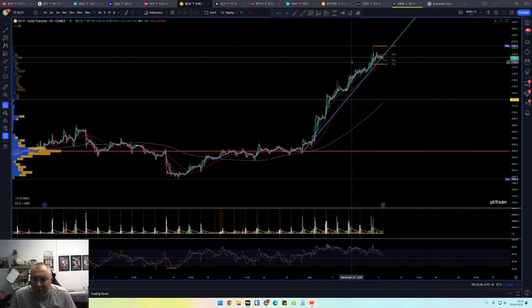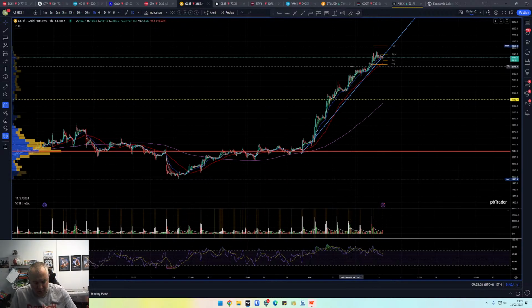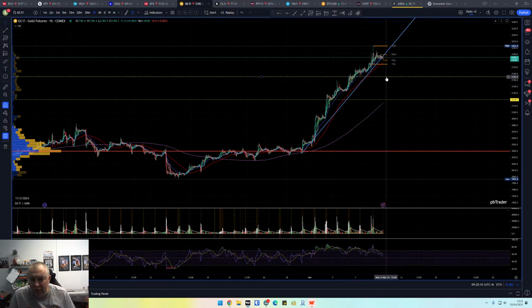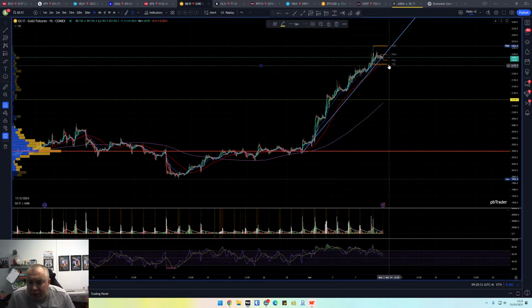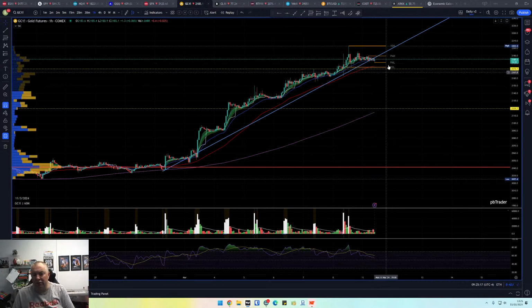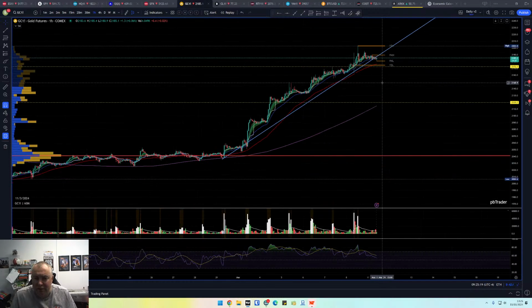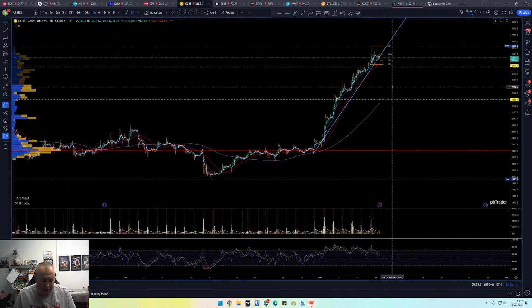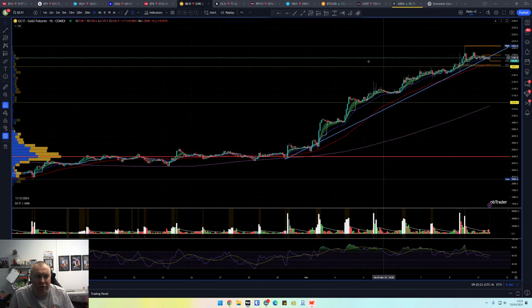Trying to find a bounce area. Kind of like that area there for a bounce if we were to go on the hourly, off of the 50 as well, and probably Friday's low. So keep an eye on Friday's low for a bounce. And it's hard to go against it, so I don't want to put any rejects in that yet.